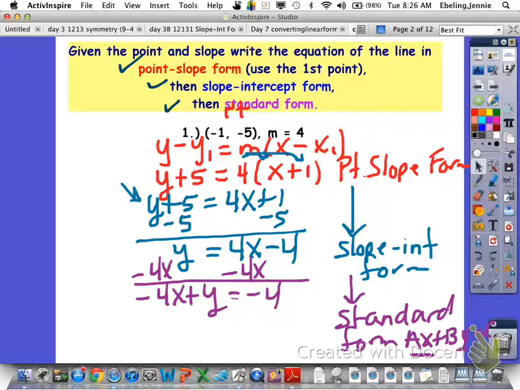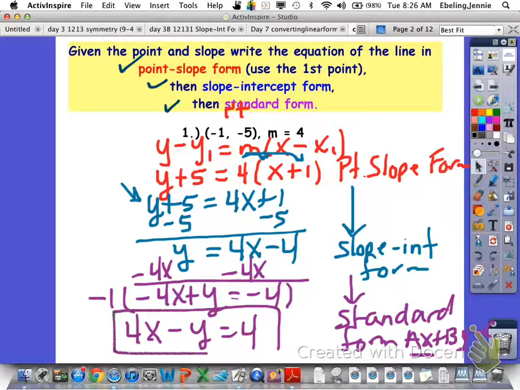Almost standard form, see I have my x, then I have the y equals some number, so the order is correct. The only problem is this negative right here. So to fix that, all I want to do is get rid of a negative, so I multiply everything by negative 1, and I have 4x minus y equals 1. Now this is my equation of my line in standard form. Standard form is just the formal way to write an equation of a line. Okay, let's try another one.